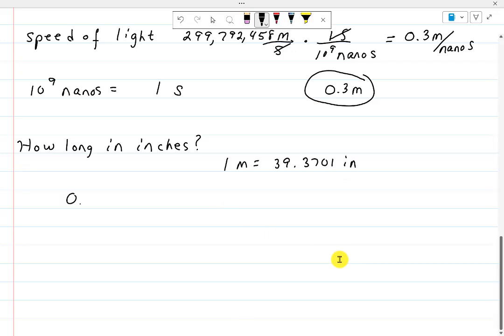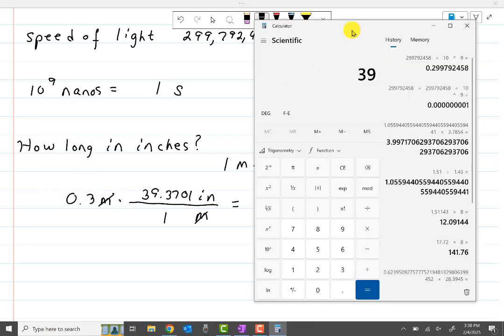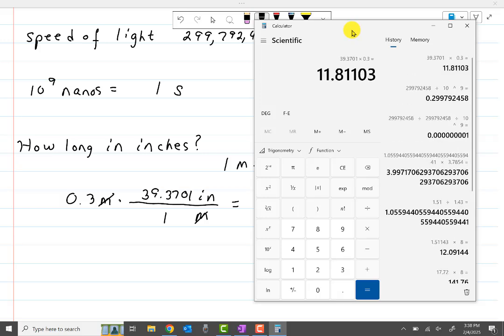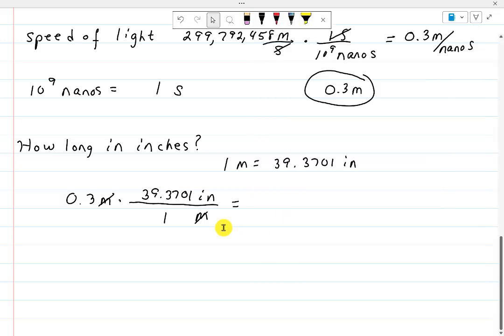So let's start with our 0.3 meters. Now I want meters to occur on the bottom since I want to cancel it out. We want the meters in the denominator so that they cancel out. Here I just have 1 meter. That means we put the inches in the top, 39.3701 inches. And let our calculator do the job. 39.3701 times 0.3. We have 11.811 inches. That's how far light travels in 1 nanosecond.